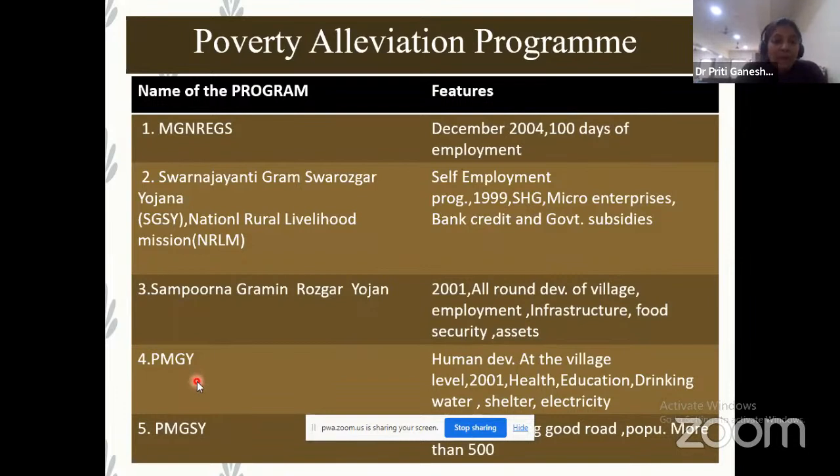Next program is what? Again, this is related to the Prime Minister Gramoday Yojana. Gramoday Yojana means they are trying to develop the village. Here they are focusing on the program started in the year 2001, and they are focusing on health facility, education facility, drinking water facility, the people should get better shelter, and people should get better electricity also, means they should get the facility. So this is also one of the important schemes which you have to cover under this alleviation program.